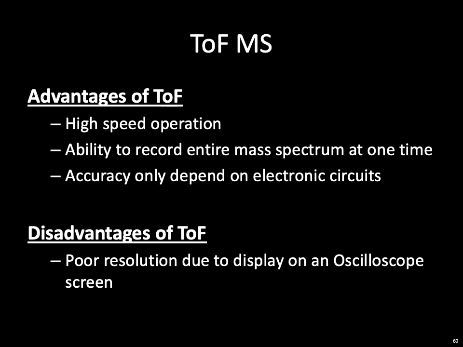The advantages of TOF are that it's a high-speed operation, so you can get information very quickly. It has the ability to record the entire mass spectrum at one time. You get accuracy, which depends only on the electronic circuits. The disadvantages of TOF are that there is poor resolution due to the display on the oscilloscope screen.